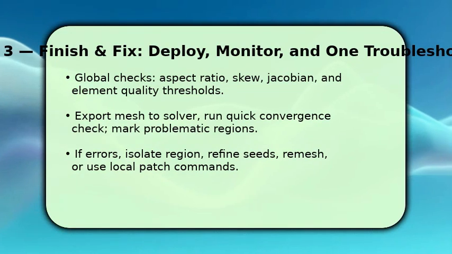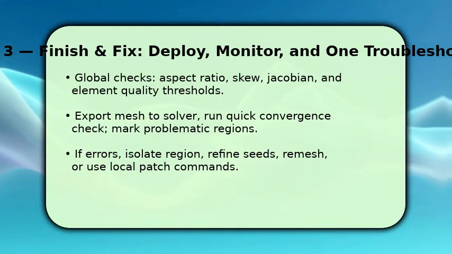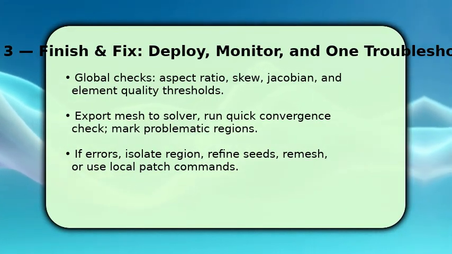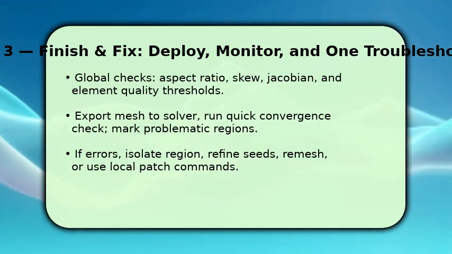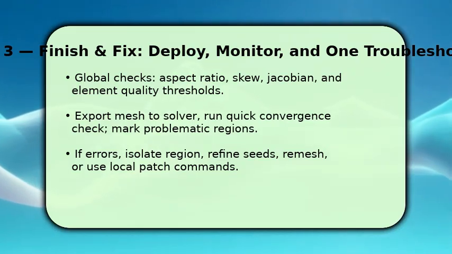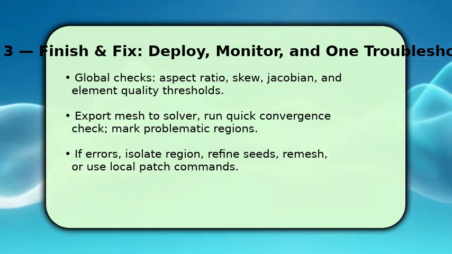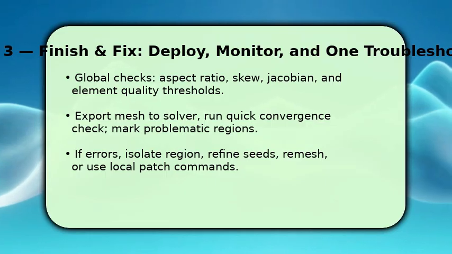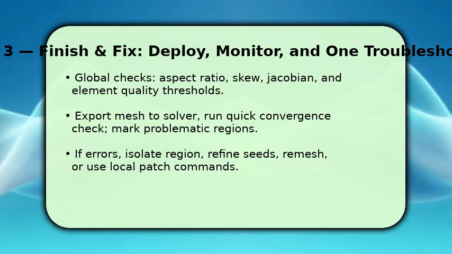You finish by running global quality checks, aspect ratio, skew, Jacobian values, so the mesh meets solver requirements. Once validated, export to the solver and run a brief convergence or stiffness check to detect weak regions. If something goes wrong, isolate the problematic area, reduce seed size or change element type there, and remesh just that patch. Alternatively, use local patch and smoothing tools. Make sure to rerun quality checks after fixes so you don't reintroduce errors.